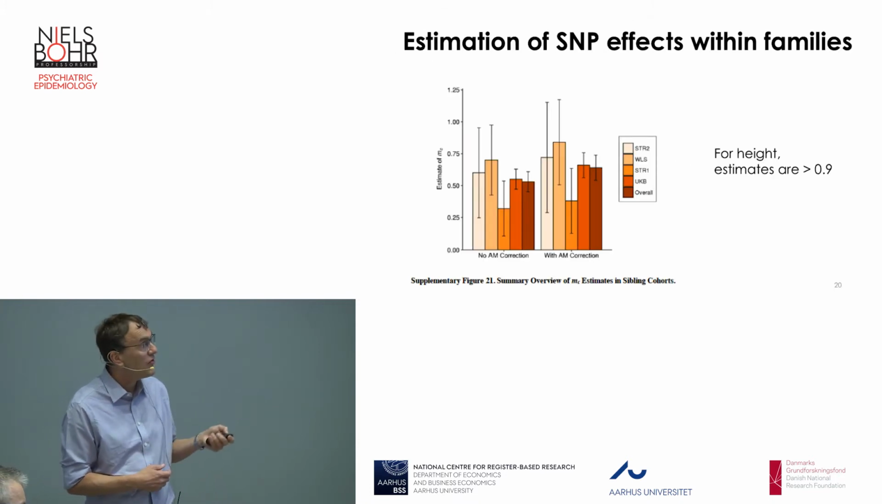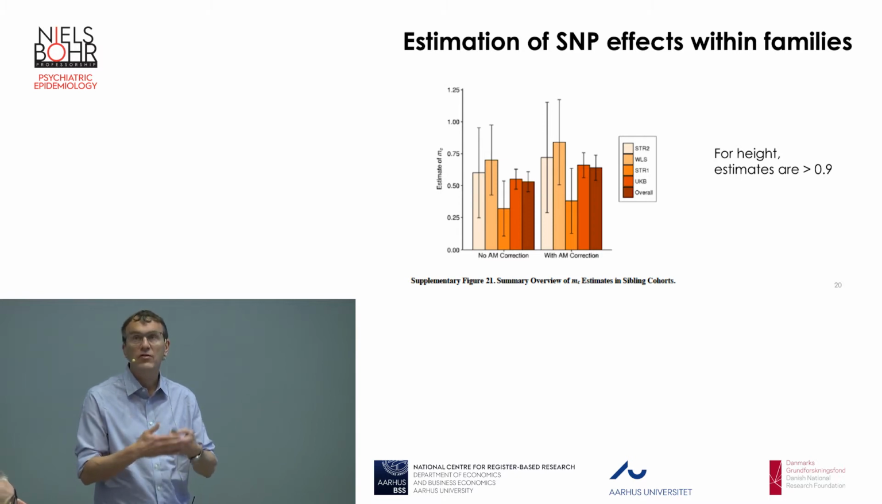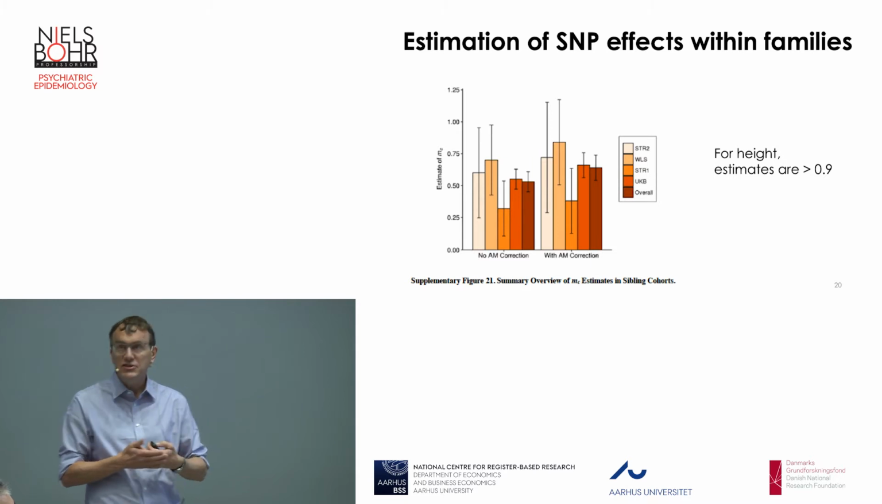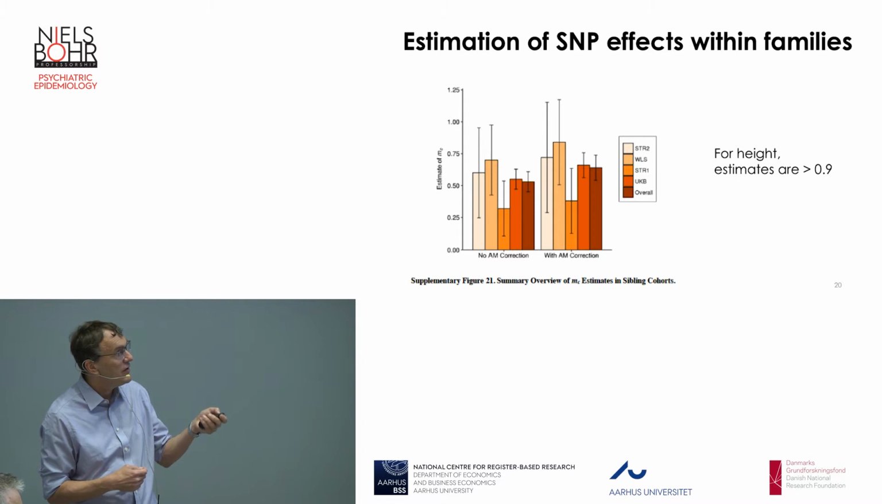And here are the estimates from this parameter I mentioned, which you can think of as the variance explained by the SNPs within families as a ratio of that in the population. Here are all the different studies, but let's focus on this one. When we don't do a correction for assortative mating, it's about 50%, and when we adjust for assortative mating, it goes up a bit, but it's still way shorter than 100%.